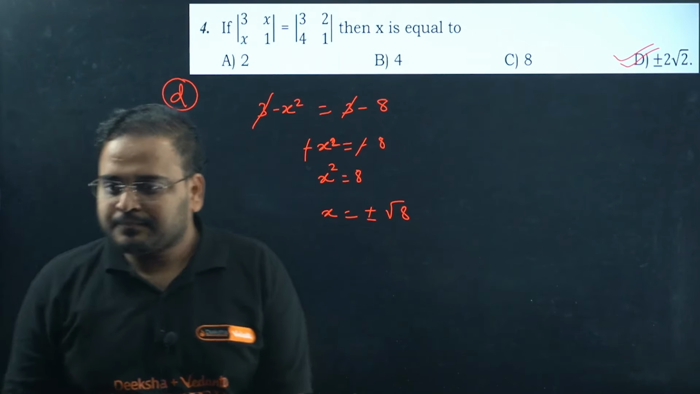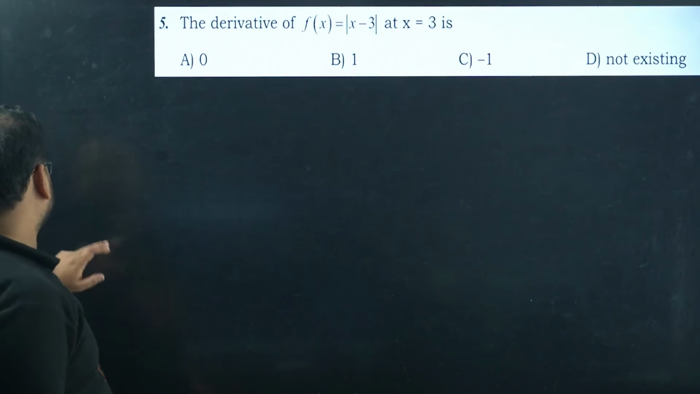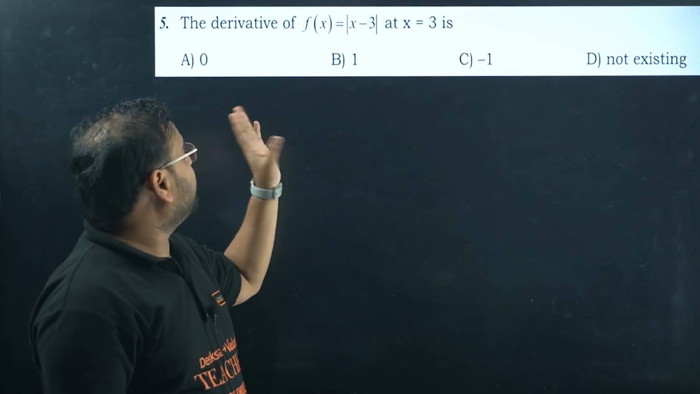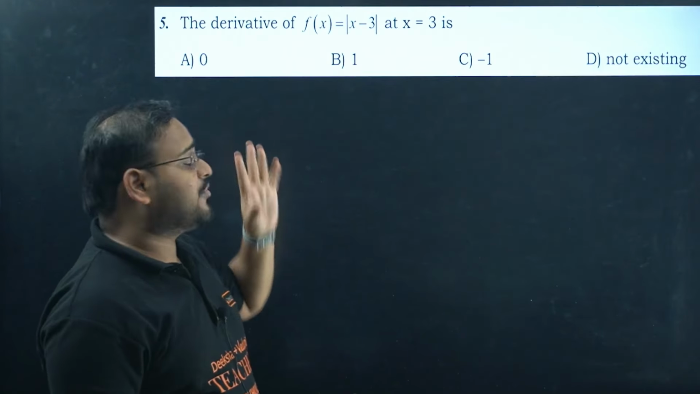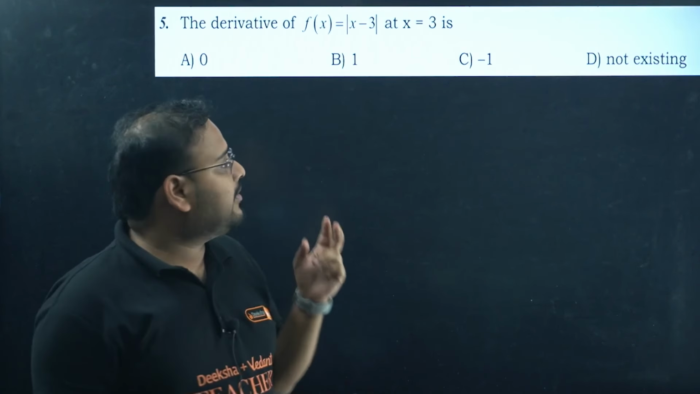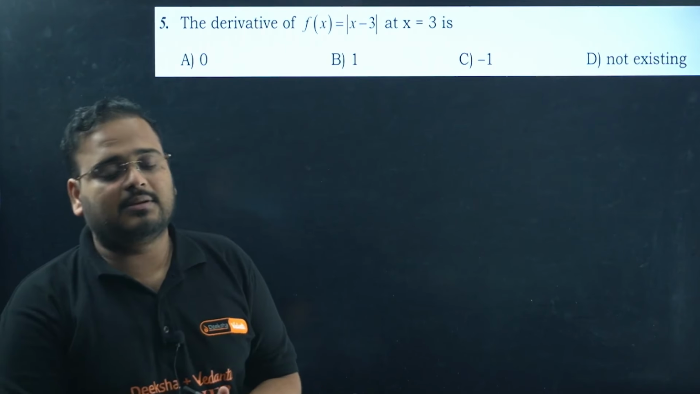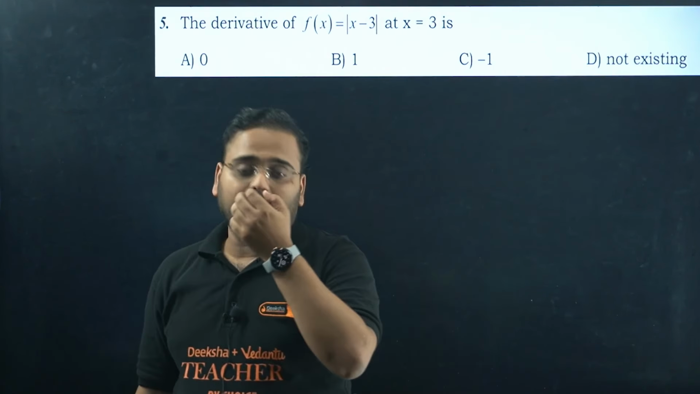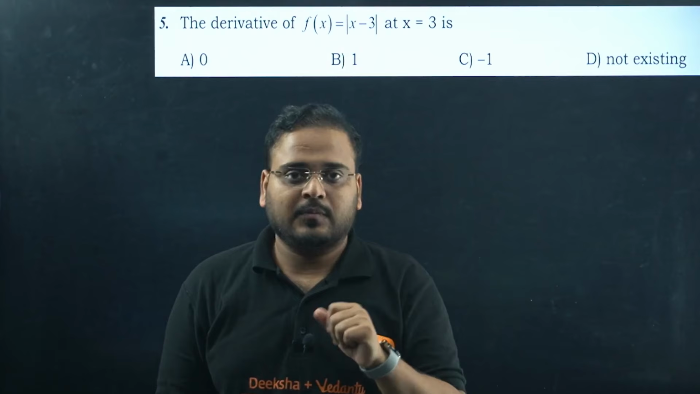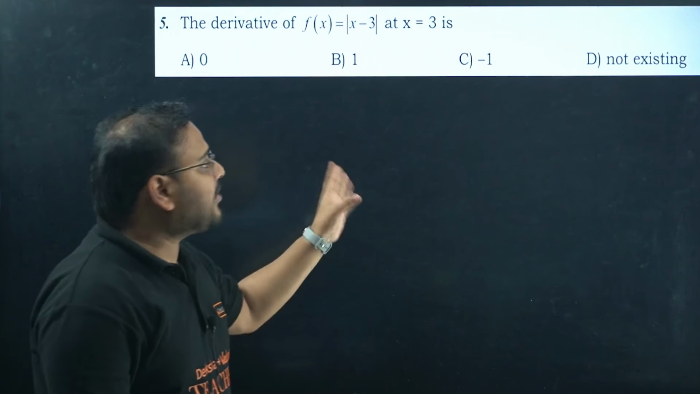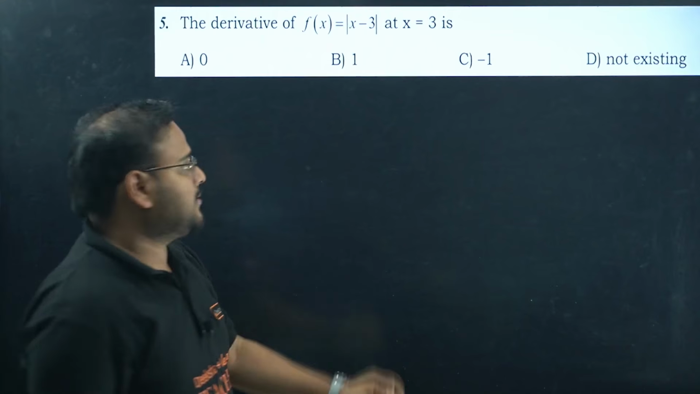Next, question number 5. What do we have? Derivative of mod of x minus 3 at the point x equals 3. Now, we have 2 approaches in this question, and by looking at your pre-boards and the lives that we had in the pre-boards, many of you have this doubt. So I'll do this question with both the methods, graphical and algebraic. Let me try to solve it with the algebraic method first.